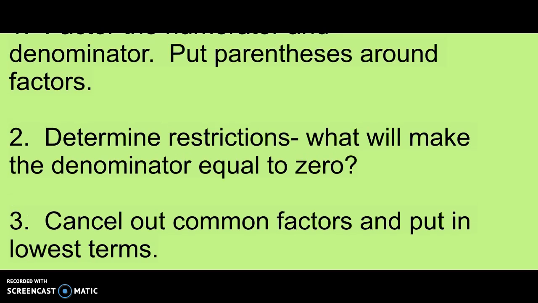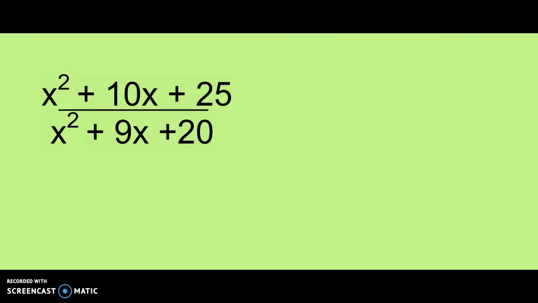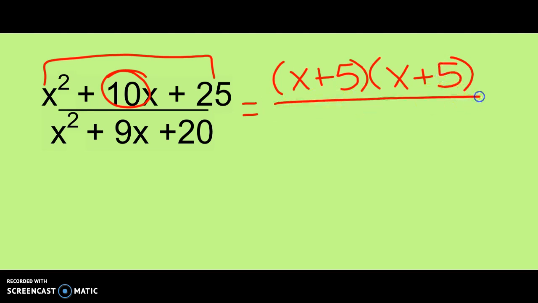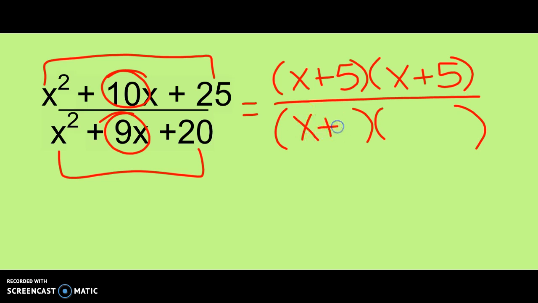All right, let's try one that looks like this. This one needs to be factored, so our very first step is to factor. I'm going to look for factors of 25 that add up to 10, which is going to be x plus 5 times x plus 5. Then I'm going to look for factors of 20 that add up to 9, that's going to be x plus 5 and x plus 4.